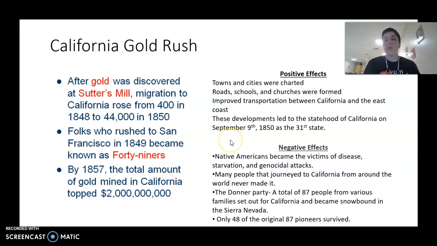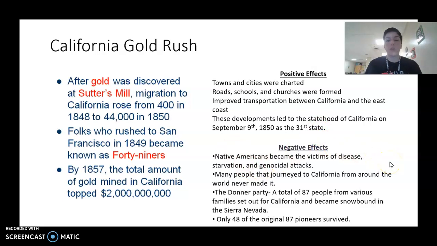So because all these people were rushing out there, with it, they have to start creating towns and cities, roads and schools. They need to improve transportation. And California decides that it wants to start becoming a state in 1850 because so many people live there.